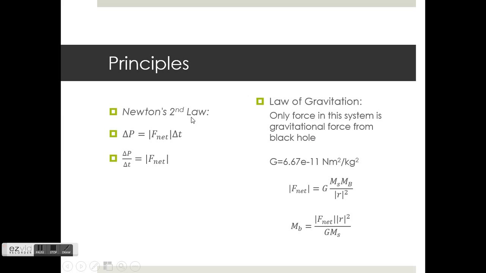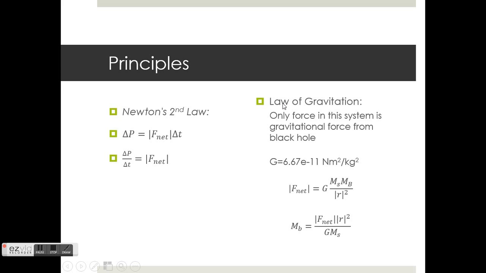First one is Newton's second law. For Newton's second law, we know that the change in momentum is equal to F net times the change in time. And further derived, the change in momentum over the change in time is equal to F net. We get the change in momentum by taking the position and finding the slope between each one to get the velocity, then timesing it by the mass of the star.